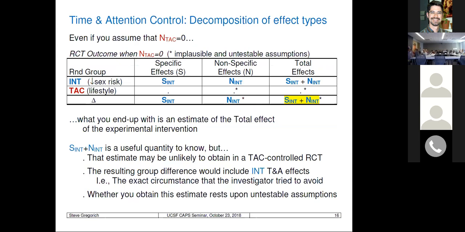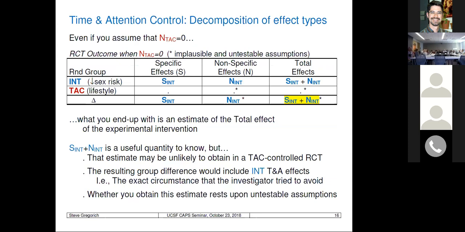That's a useful quantity to know, but you don't know if that's what you're going to get without making some assumptions. And I also want to point out that when the investigator decided to use the time and attention control, what they were really trying to get at was the specific effects of their intervention. What they're getting is the total effects. So they're not getting what they asked for. So they went to a lot of trouble, spent more money on building a lifestyle intervention, and they're not getting what they set out to get.